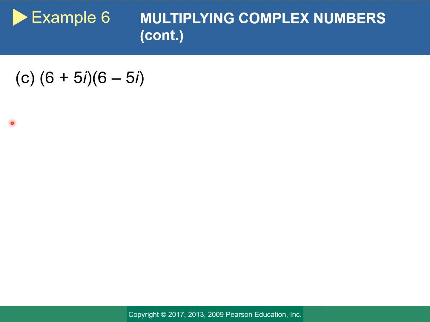Okay, let's try one more here. And now this is 6 plus 5i times 6 minus 5i. Now I picked this one for a reason. You're going to find why in just a moment. Again, pause it if you'd like to work it out yourself, and then I'll show you how.